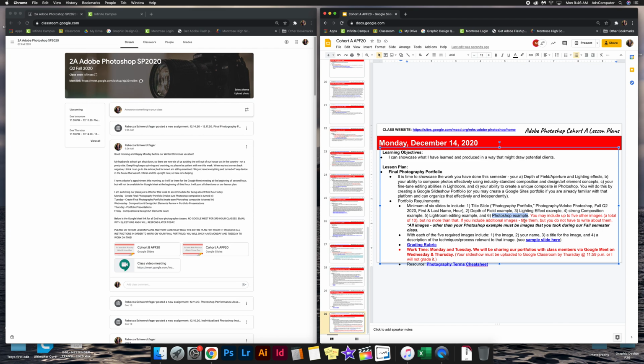If you include additional images, you need to title them, but you do not have to write about them. So you can just include 5 extra images that you want to show off, but you do not have to do the extensive writing about them.